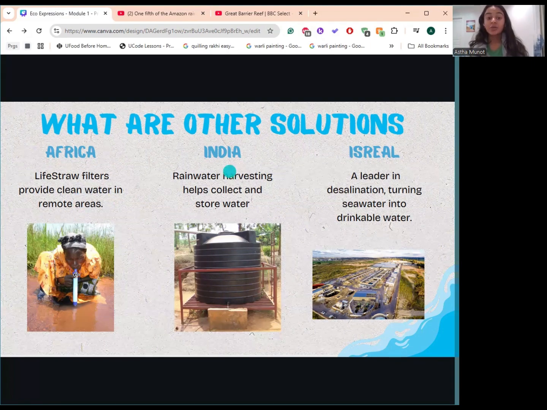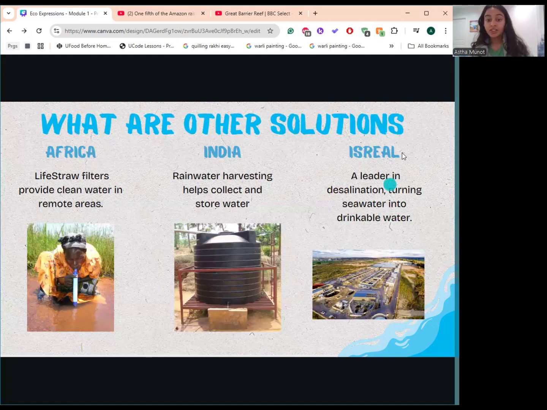And then there's India, which is using rainwater harvesting to help collect and store water. So during monsoon season in India, which is around summertime for us, like around July, August time, there's a lot of rain that happens in India. So in order to combat water shortage, they harvest rainwater, so they store it in tanks like this, and so they can use it for the future.